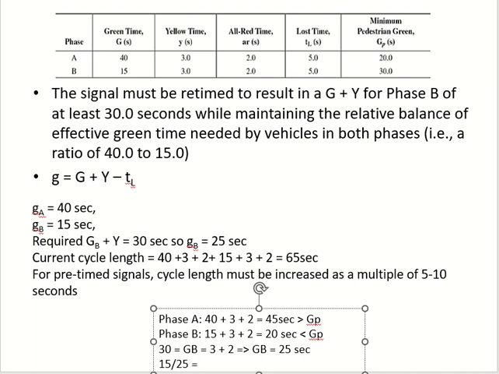I know the old cycle length, which is 65. I want the new cycle length, which is C dash. Clear? So, tell me the new cycle length. 108.3. And we said we don't normally round it up to the nearest 5 or 10 seconds, so we can make it 110 seconds.